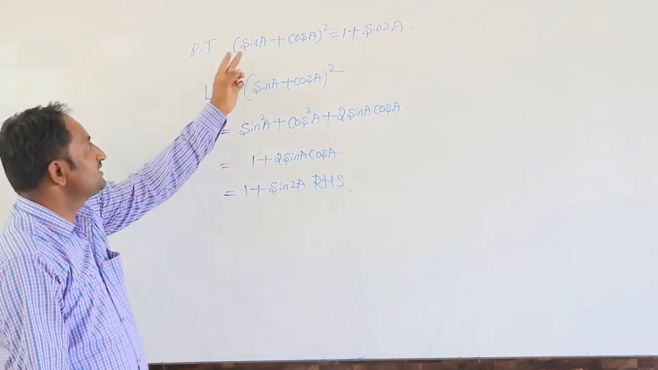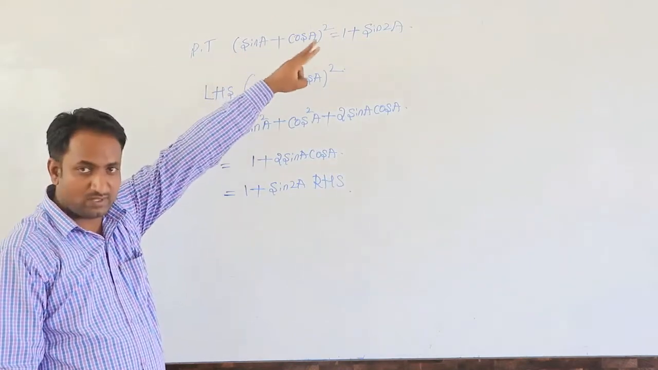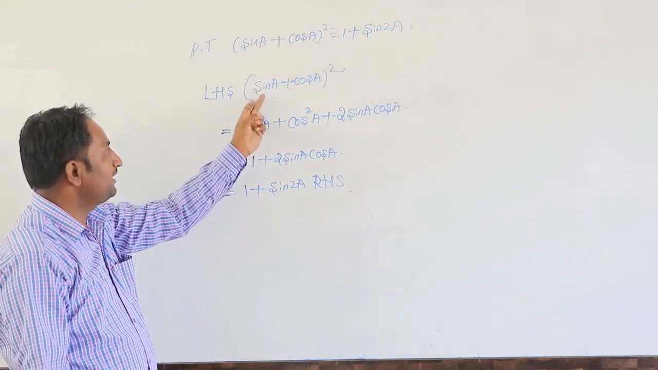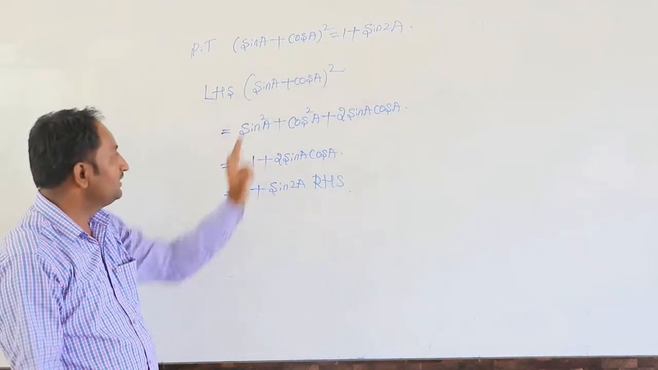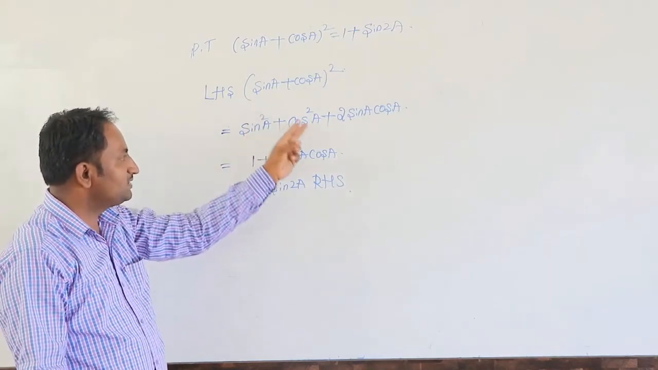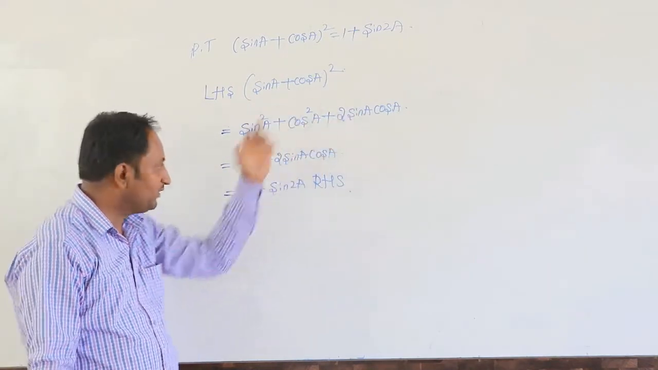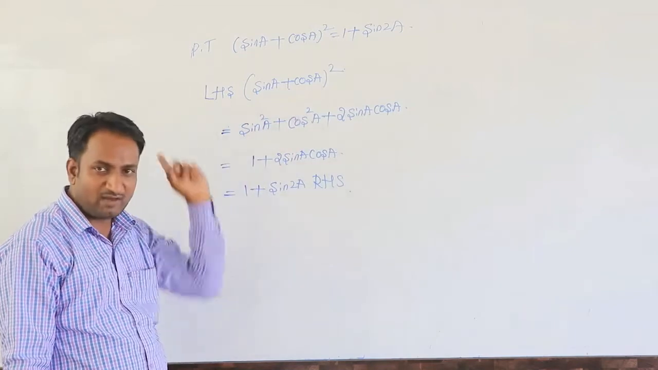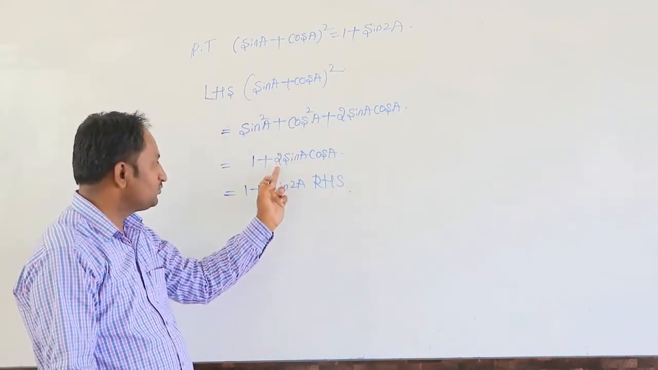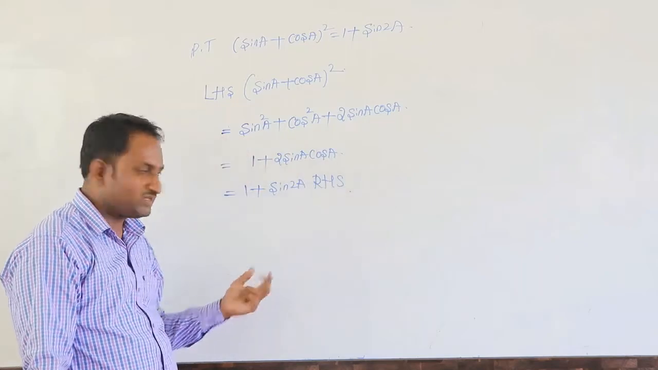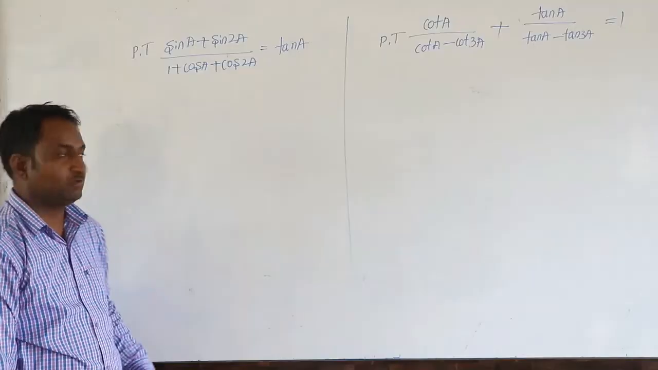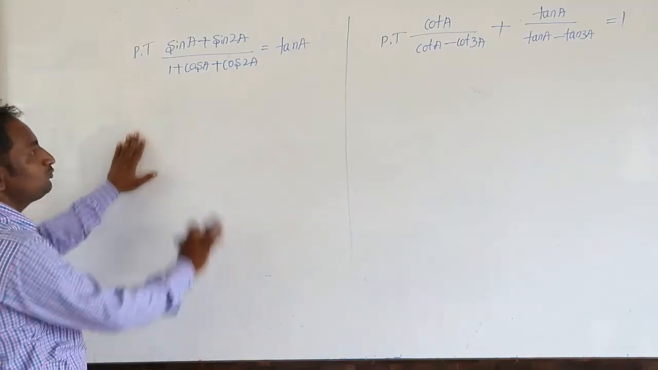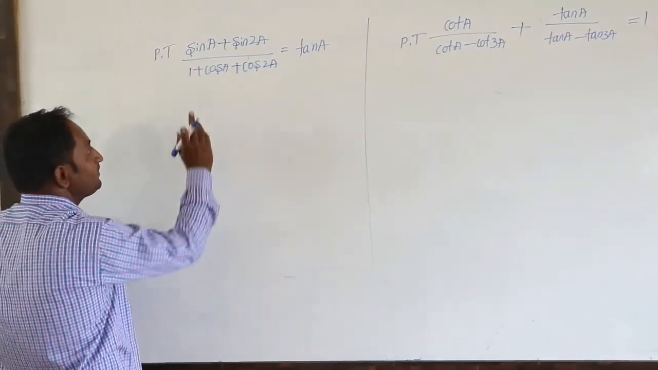Here LHS is (sin a + cos a) whole square. Apply the (a + b) whole square formula, that is sin² a + cos² a + 2ab. We know that sin² a + cos² a value is 1. Here remaining 2 sin a cos a. The 2 sin a cos a formula is sin of 2a. Here these are two very important problems.